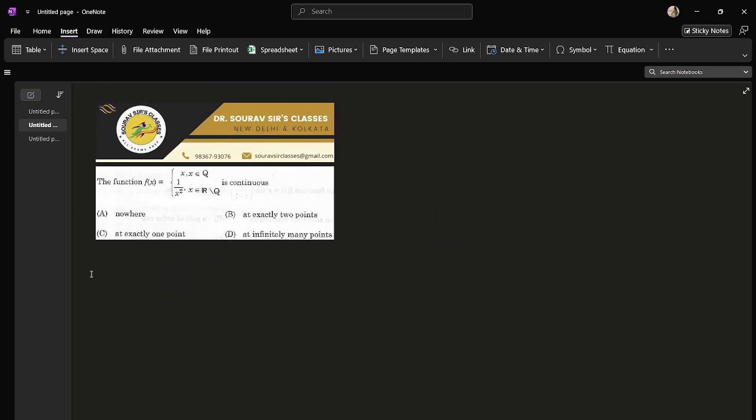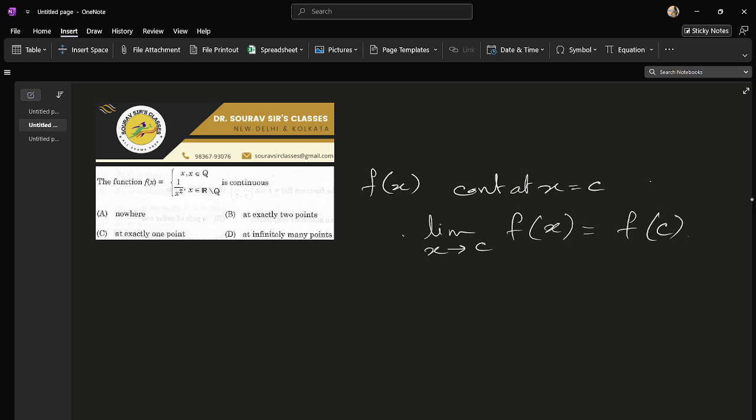So what can be done here? What is the condition of continuity? We know that if function f(x) is continuous at x equals c, then the limit as x tends to c of f(x) is equal to f(c). We know that. So now we are going to test for 0.